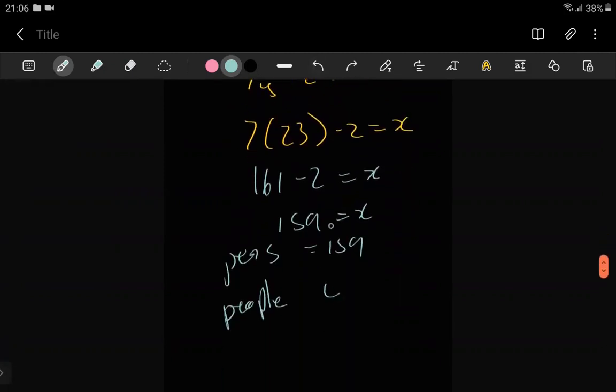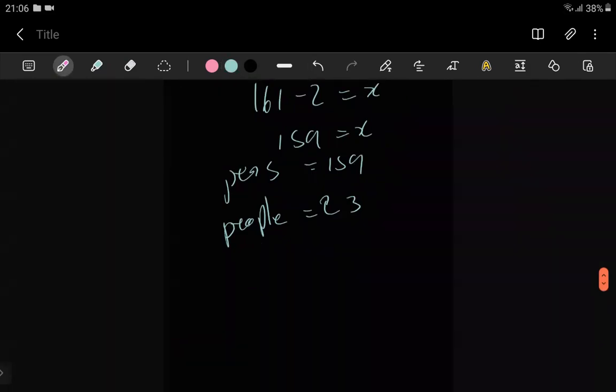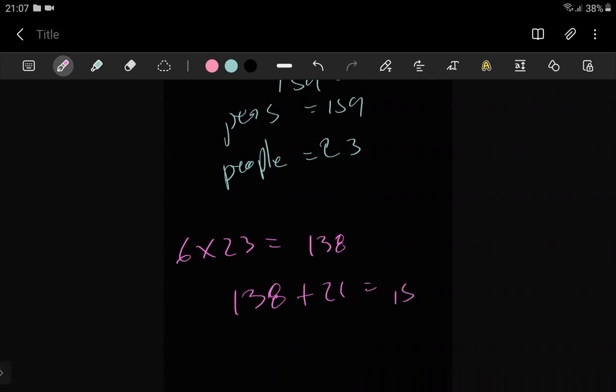23. Yeah, so this kind of works because look, if we were to give out 6 pens to 23 people, 6 times 23. What is 6 times 23? 138. And then 138 plus 21. 138 plus 21 is equal to 159, which is the amount of pens that we have. So yeah, it works out.